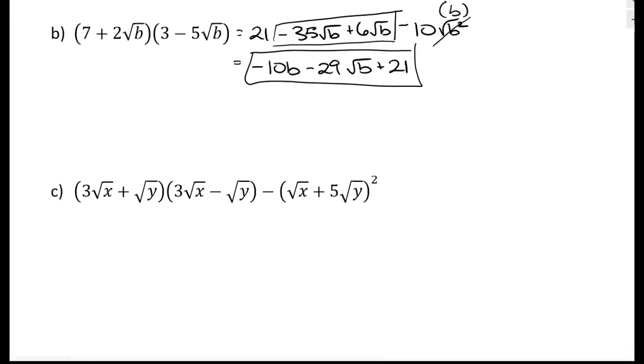So you were about to move on to question C for this example, but you forgot one little thing. We still have to state our restrictions for B. So remember that b in this case would have to be, again, greater than or equal to 0 because we can't take the square root of a negative.